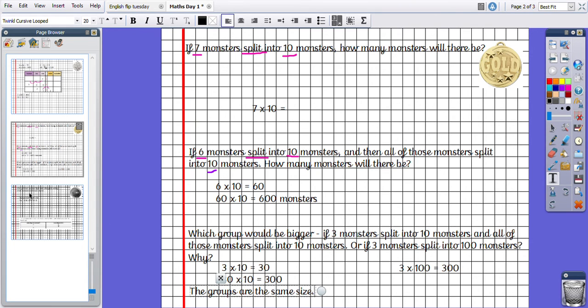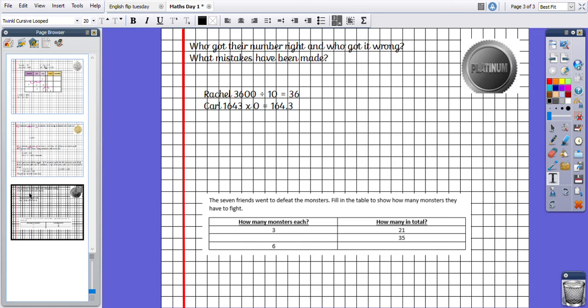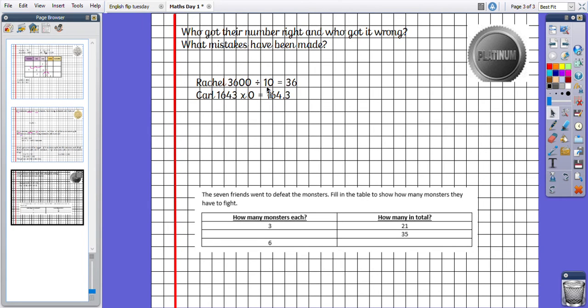Okay. Moving on to platinum then, you are looking at calculations that the characters have done and whether they are right or wrong. So you need to explain if each character is right or wrong. So for example, Rachel has done 3,600 divided by 10 is 36. So is she right or wrong, and tell me why. What mistake has she made? And also similarly, Carl has done 1,643 times 0 is 164.3. Is he correct? And why? What mistake has he made?